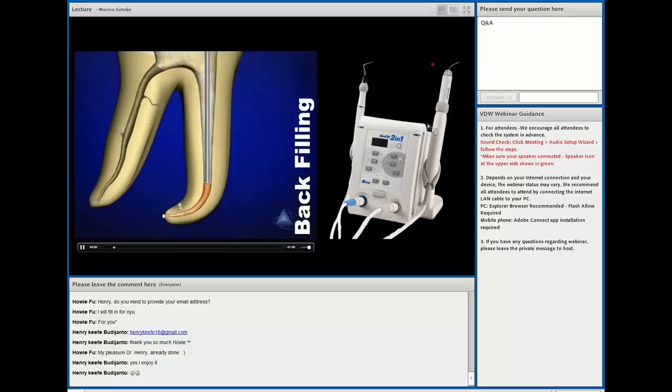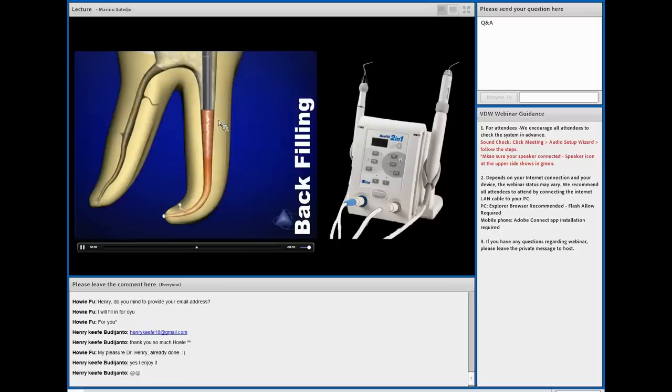We can use the other side of the equipment. It is the extruder, which will extrude all the heated gutta percha. You can do it incrementally. I suggest you do it in increments. So step by step, condense it to avoid any void spaces. So once you condense, you can go back up a little bit, increment up. And once again, you condense it with your plugger.